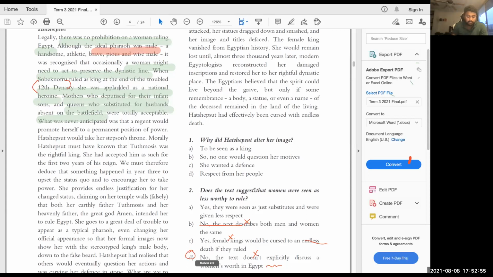Do you guys understand? Yeah. So when you are doing your reading comprehension, do the questions in a way that you look for evidence to back up your answers. Okay.